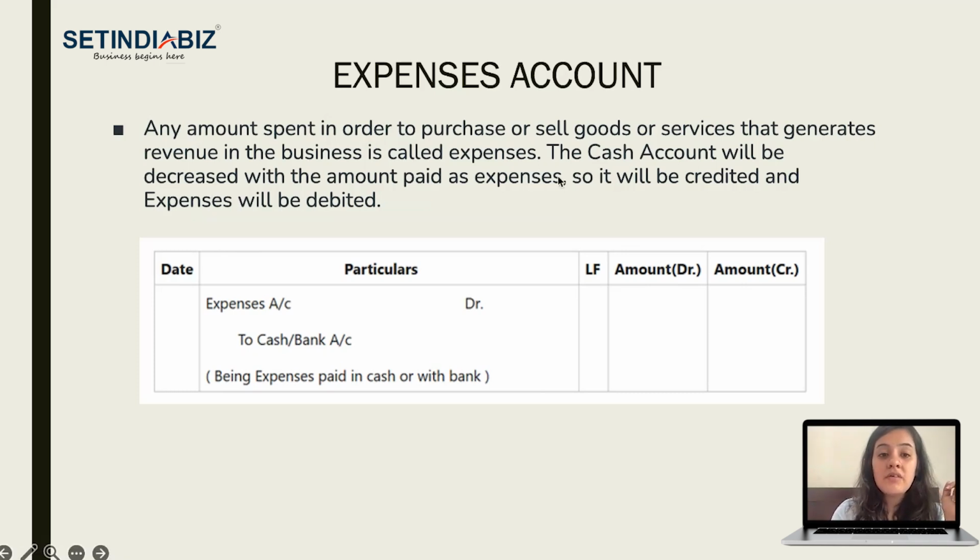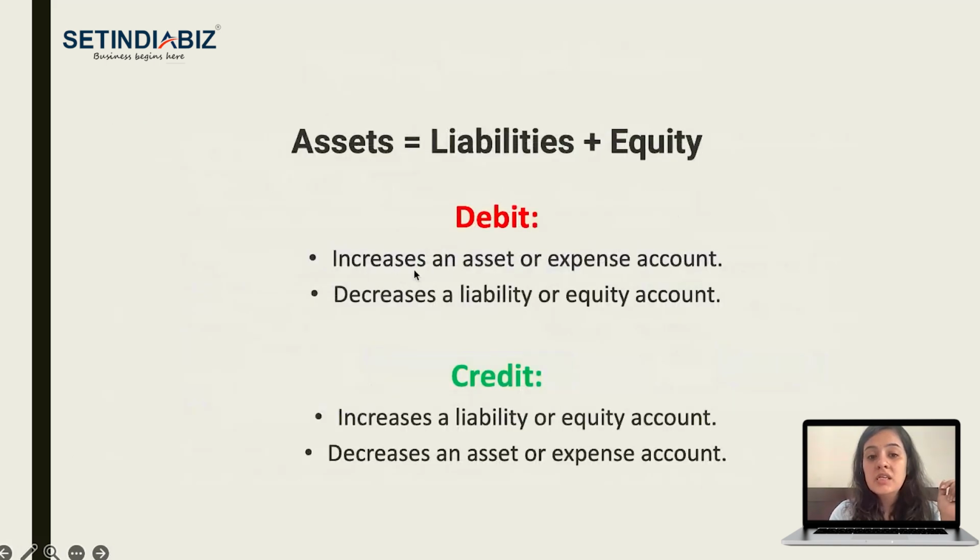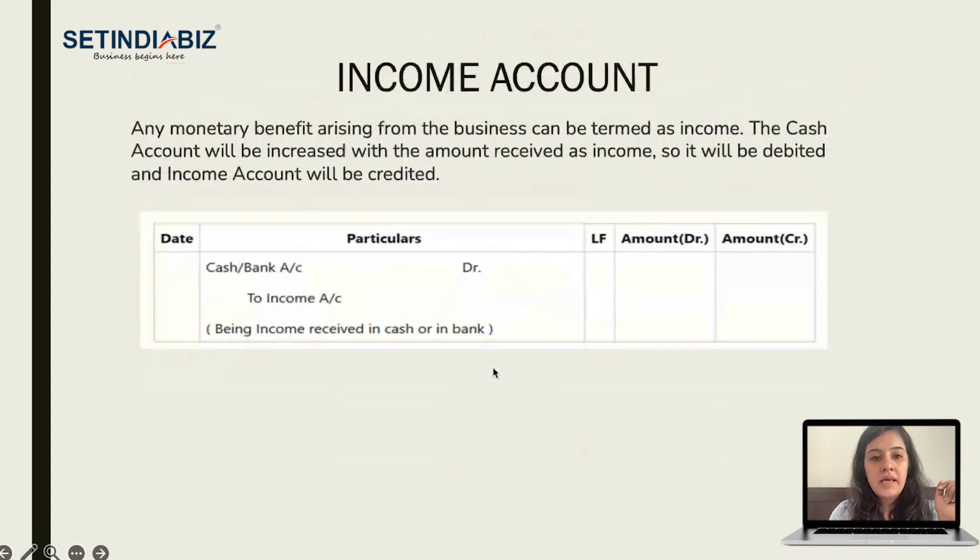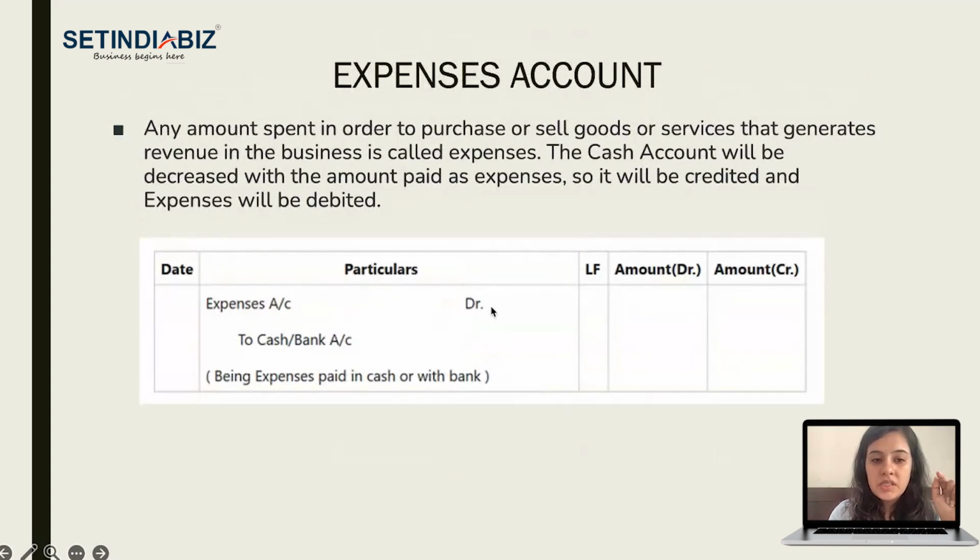Whenever there is an increase of an asset or expense, it will be debited, right? Decrease of an asset, it will be credited. So the expenses account will be debited because expenses are being increased. Increased means we are actually paying towards expenses, right? Those expenses being paid will be debited. And cash, the asset being reduced, will be credited as per the debit credit rule, being expenses paid in cash or with bank, right?